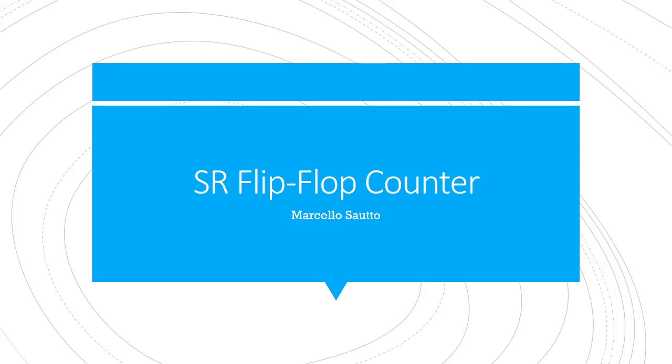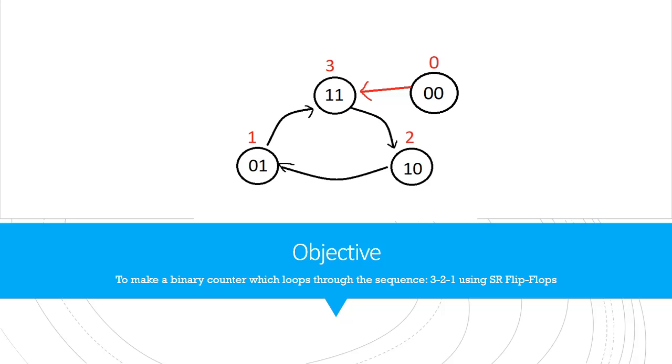Be explaining how to design an SR flip-flop counter. Now our objective here is to create a binary counter which loops through the sequence 3, 2, 1, as I've labeled here, with the binary numbers for each of the respective decimal numbers. And the way I can see here, we have this 0 here, which represents our special case, which if we run into it will put us back at the start, which is 3.